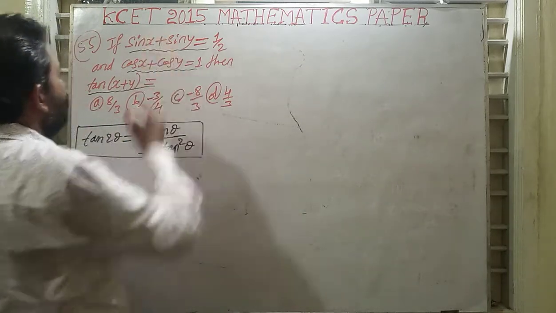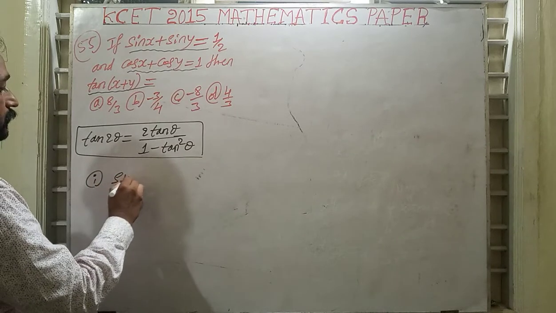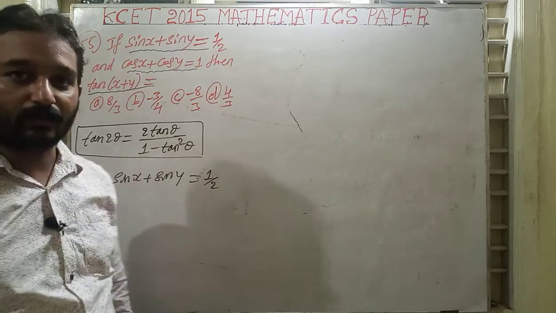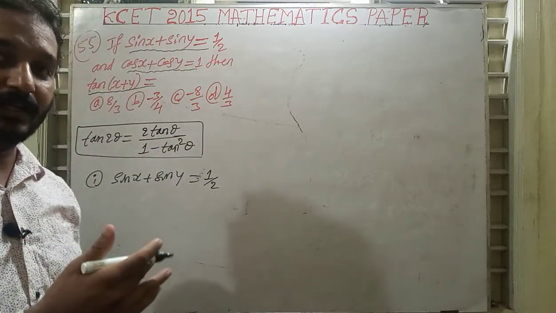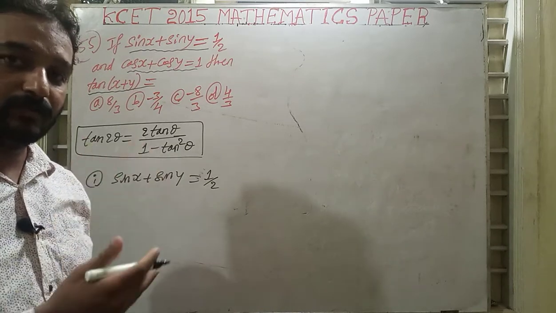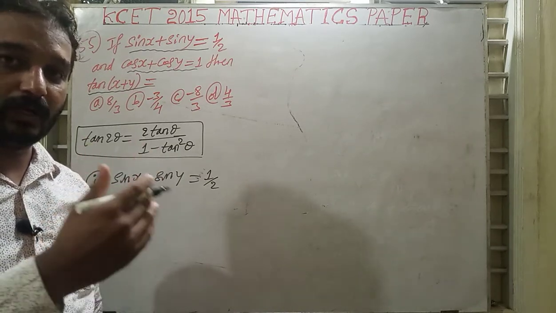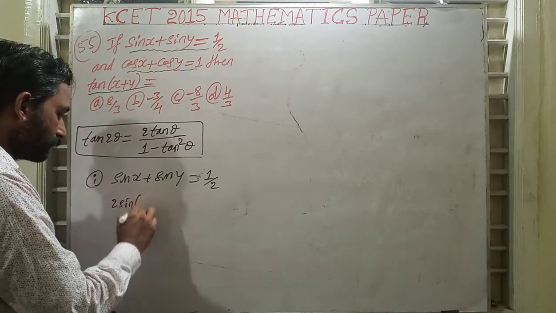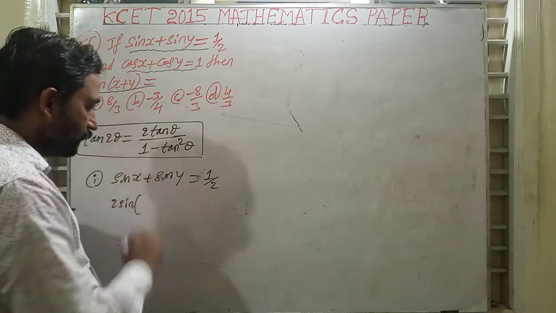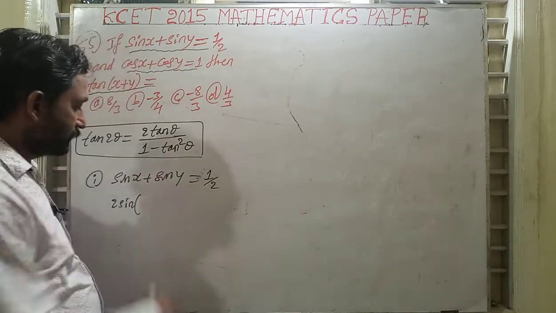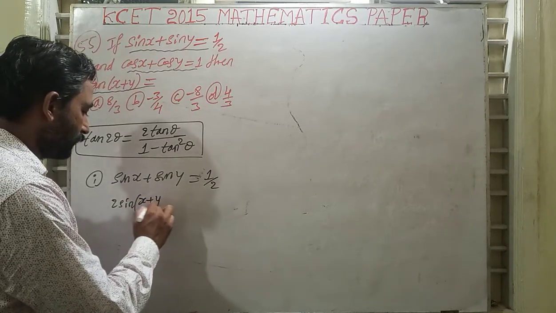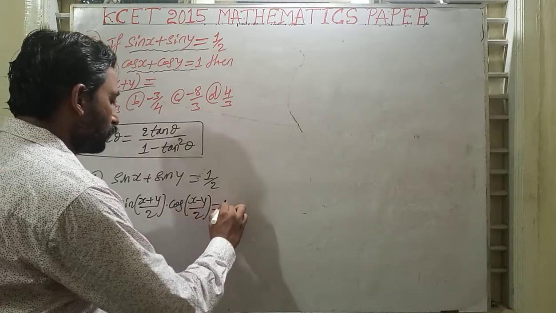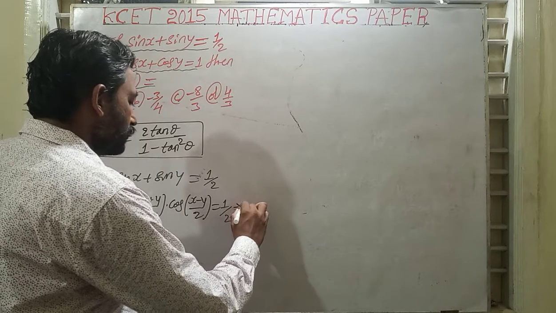So now let us take sin x plus sin y is equal to 1 by 2. Using the transformation formula in trigonometry, sin c plus sin d is equal to 2 sin of (c plus d) by 2 into cos of (c minus d) by 2. In the same way, in the place of c, x is there, and in the place of d, y is there. It can be written as sin of (x plus y) by 2 into cos of (x minus y) by 2 is equal to 1 by 2. So this is equation 1.